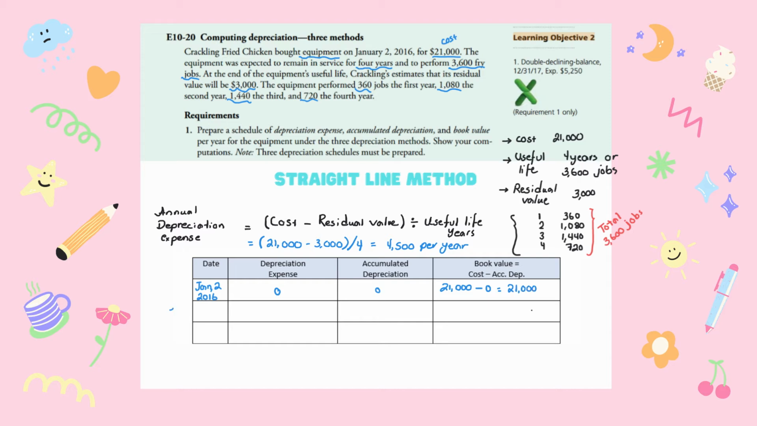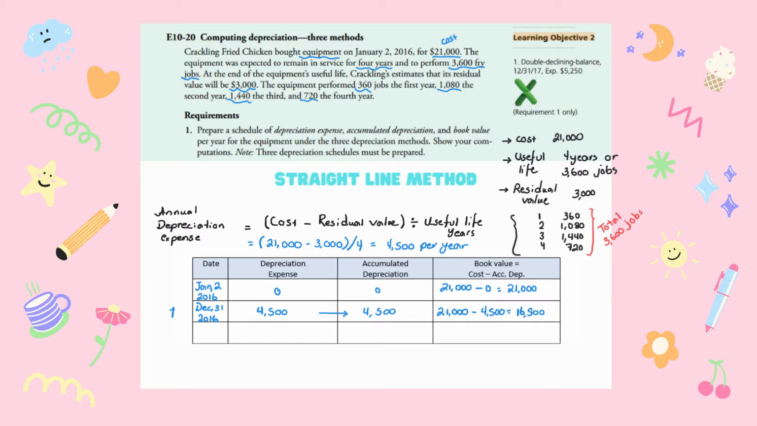Okay, now at the end of the first year, which is December 31st, 2016, I need to record the first adjusting entry for this equipment. So I use this equipment for 1 full year. So the annual depreciation is 4,500, and the accumulated will be also the same, 4,500, because this is the first year of recording depreciation. So the book value will be 21,000 less 4,500, which is 16,500.